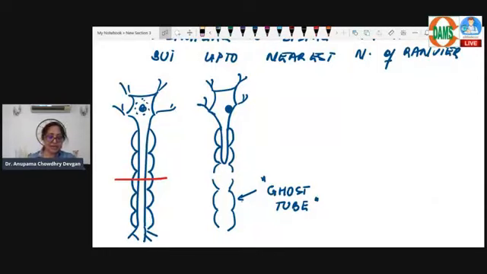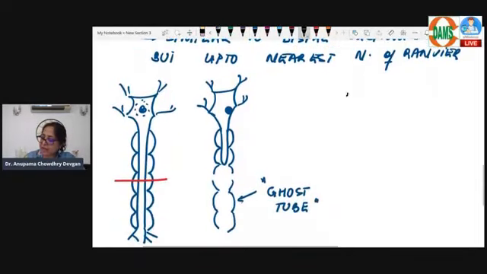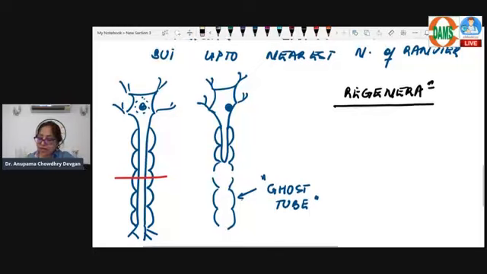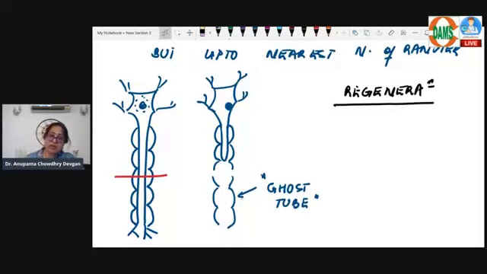Now, regeneration. Let's have a look at the regeneration. I've already told you when the regeneration will occur. Regeneration will occur if the outermost layer, neurilemma, is intact. Yes, outermost layer of the Schwann cell should be intact, right? And the distance between the cut ends should be less than 3 millimeters. Yes, then you get a regeneration. How does the regeneration occur?